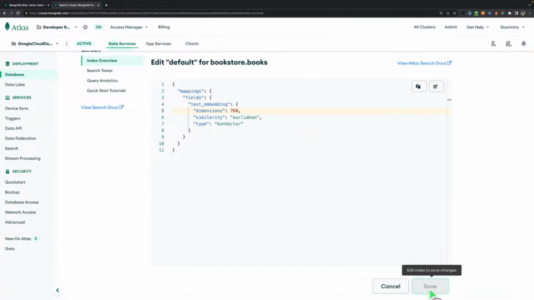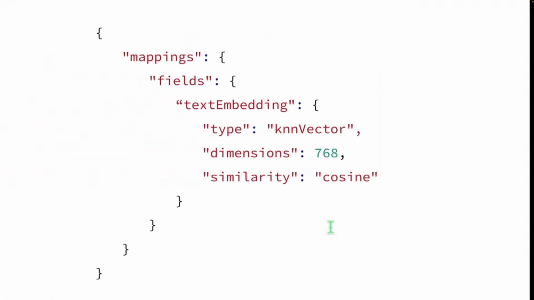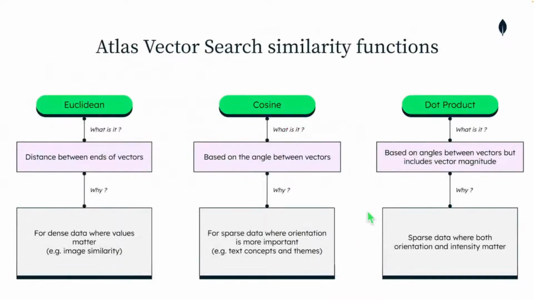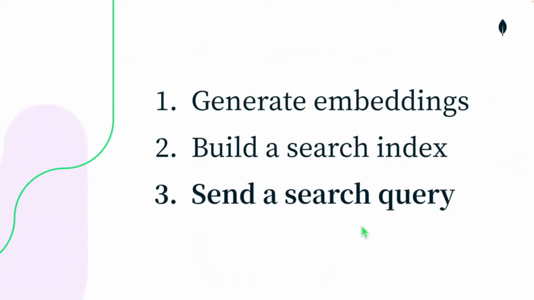It takes a couple of minutes for the free tier to build this index, depending on how much data you have. I have already built it, so no need to rebuild it here. When we build the index, and these are the similarity functions that I mentioned, again, check which ones are better for the type of data that you have. So when we build a search index, we are ready to send a search query.